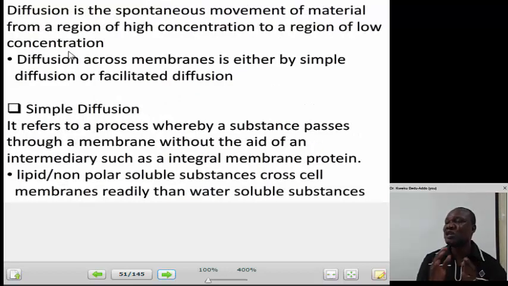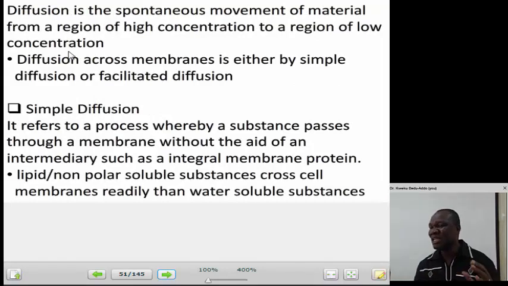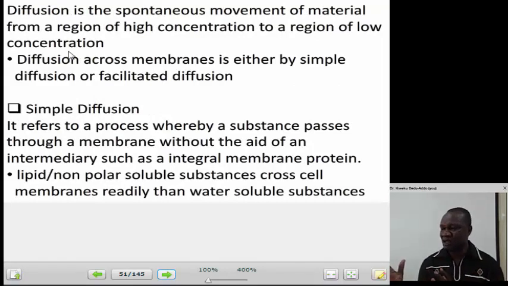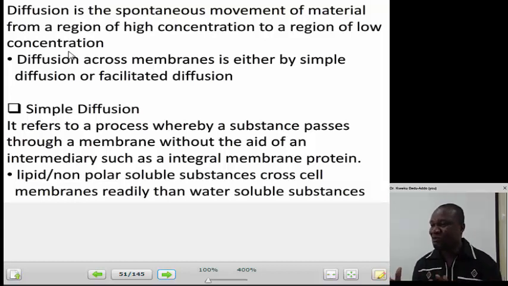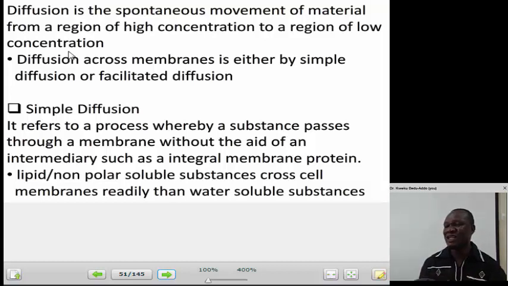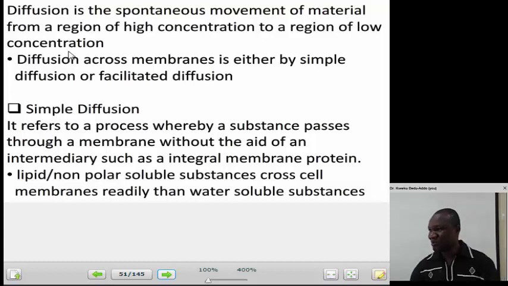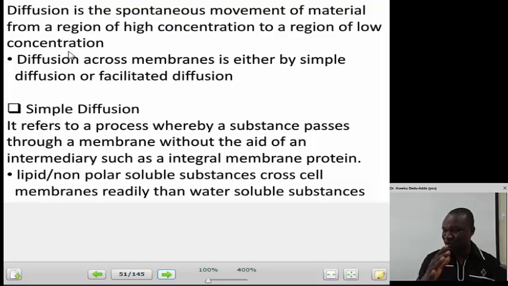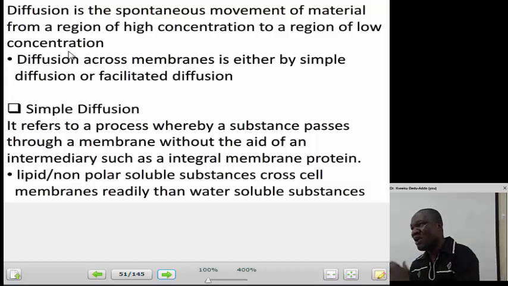So now we're going to look at the transport mechanisms that take substances across the membrane. First, we look at diffusion. Diffusion is defined as the spontaneous movement of material from a region of high concentration to a region of low concentration. So if substances are moving, there is a net movement from the region of high concentration to the region of low concentration. Then we have diffusion.